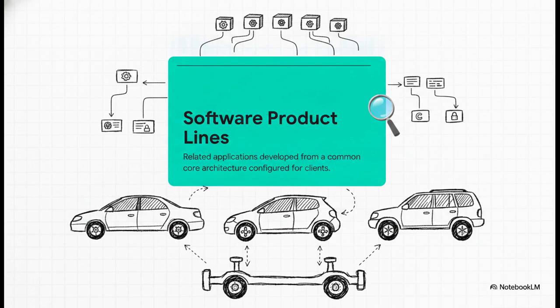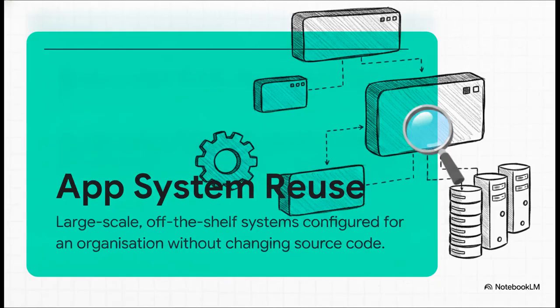And finally, we arrive back at today's main topic, application system reuse. This is the ultimate, largest scale of reuse. Instead of just reusing classes or a base architecture, you are reusing large-scale, complete, off-the-shelf systems, like those massive ERPs or integrated COTS systems we talked about earlier. You don't write new core code, you just configure the system to meet the organization's specific needs.